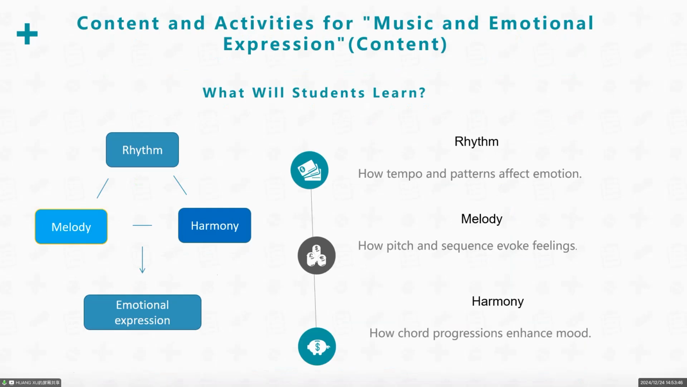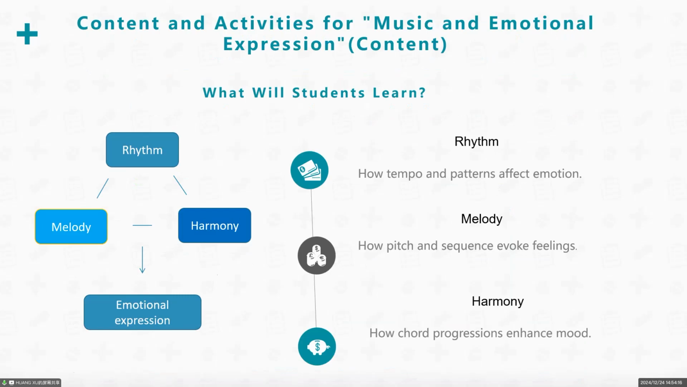The first one, rhythm: that is how tempo and patterns affect emotion. The second one is melody: how pitch and sequence evoke feelings. And the last one is harmony: how chord progression enhances mood. This is all a combination that can influence emotional expression.